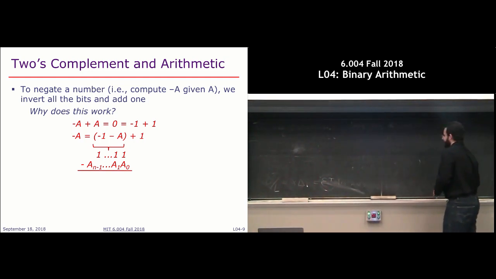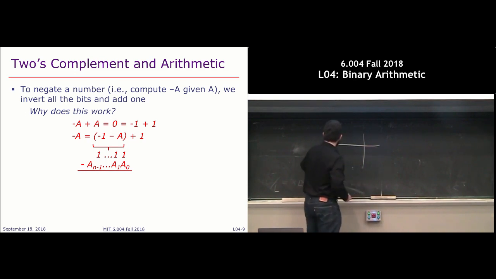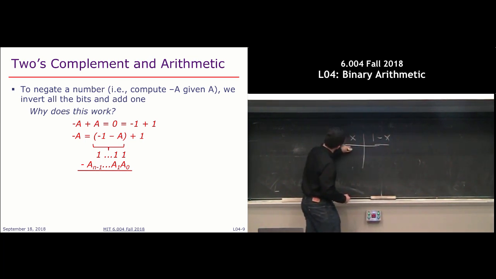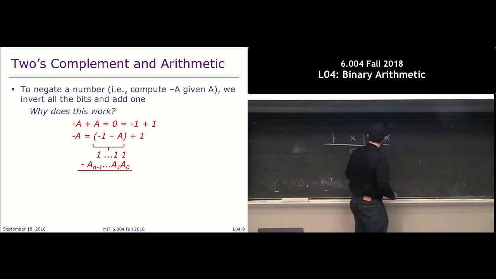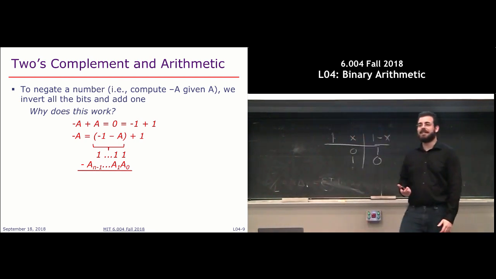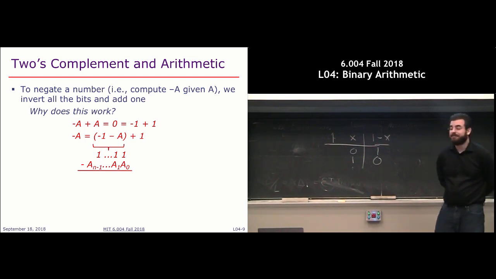So at this point, this is just a Boolean formula: 1 minus x. If x is 0, then you get 1, and if x is 1, you get 0. That's an inverter. That's just not. And there's never any borrow, because you're never going over your 1. It's all ones.